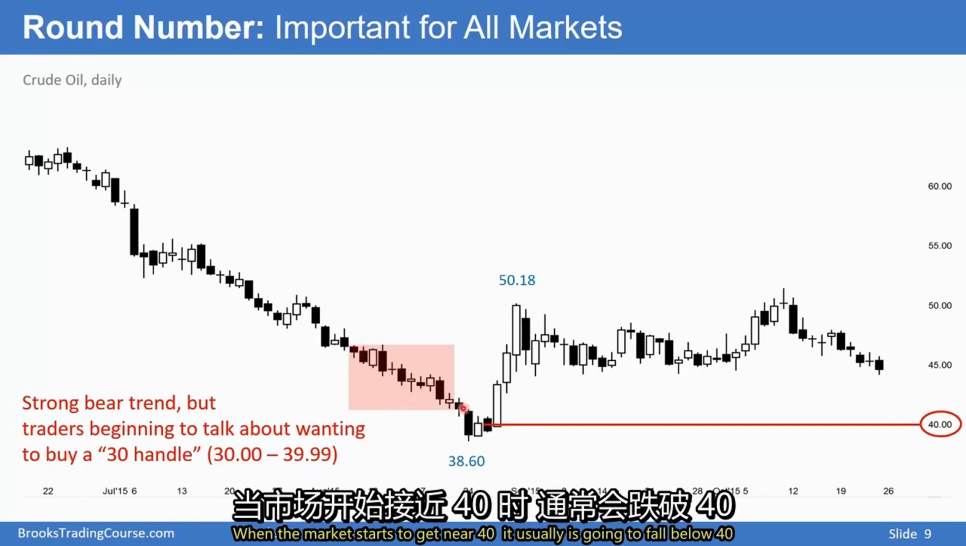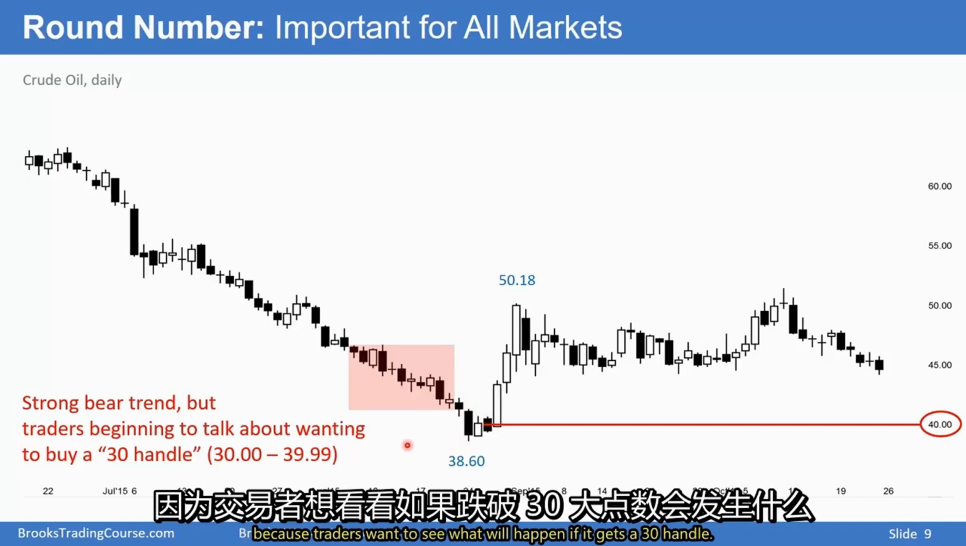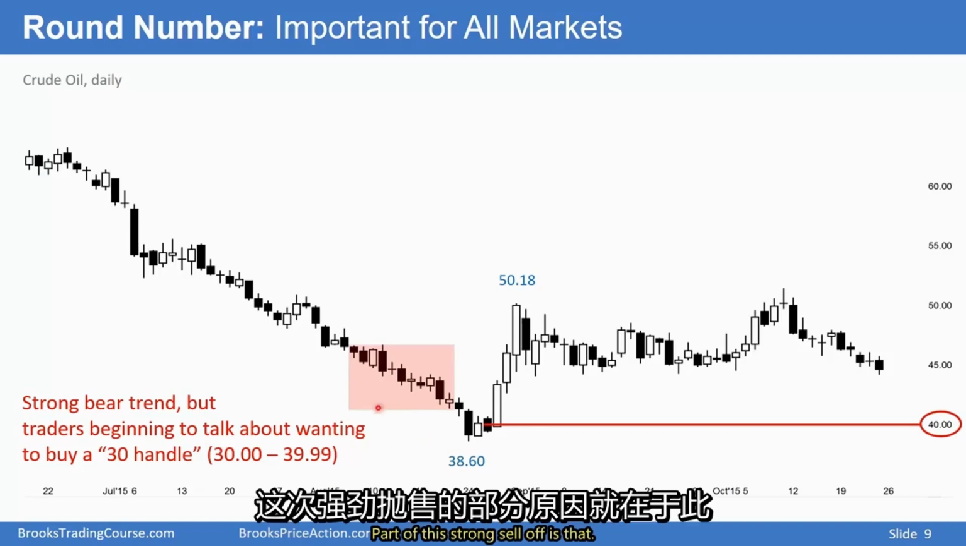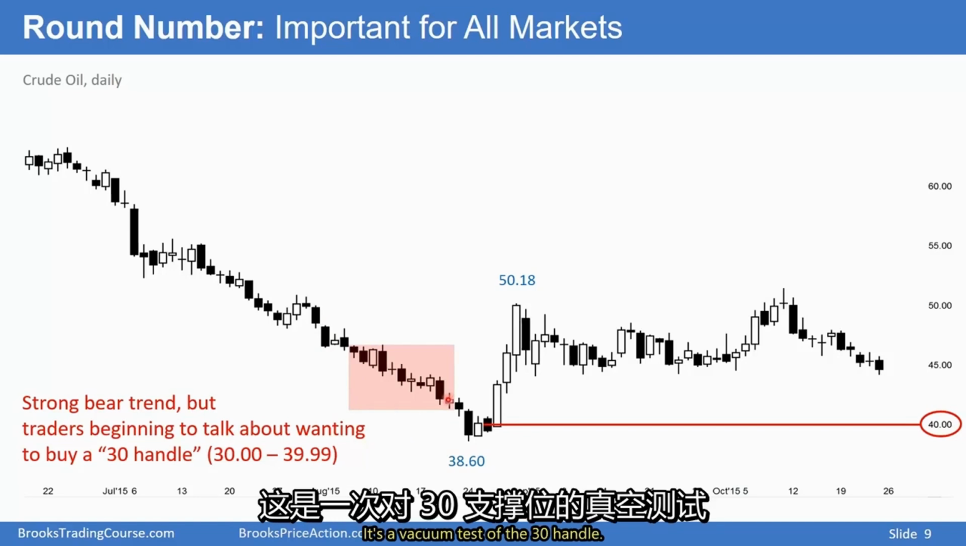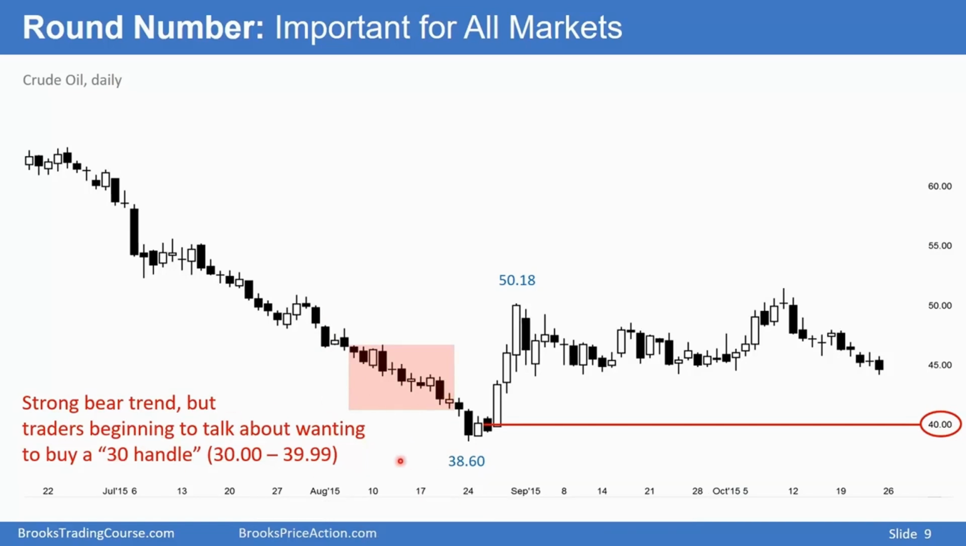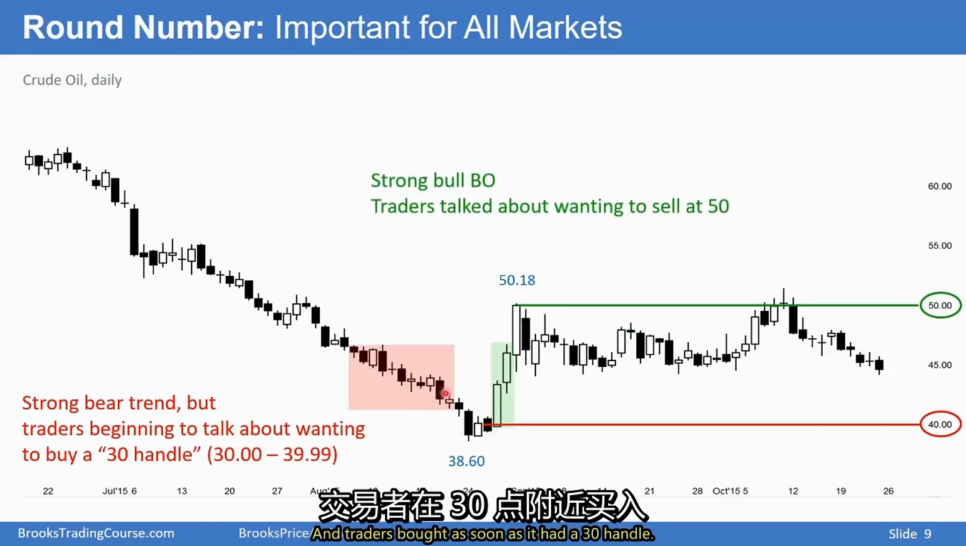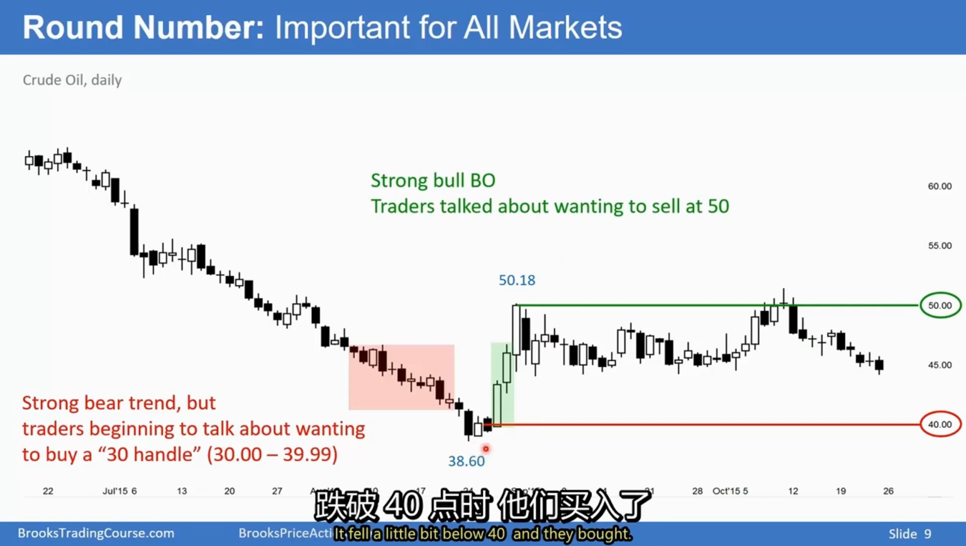When the market starts to get near 40, it usually is going to fall below 40 because traders want to see what will happen if it gets a 30 handle. Will it collapse down to 30? Will it collapse down below 30? Or will buyers come in? Part of this strong sell-off is that. It's a vacuum test of the 30 handle. And traders bought as soon as it had a 30 handle, fell a little bit below 40, and they bought.